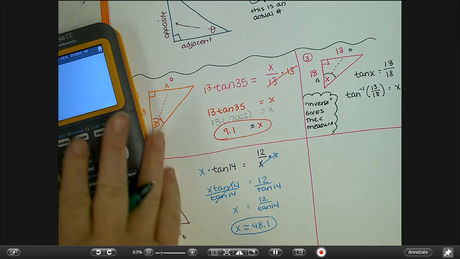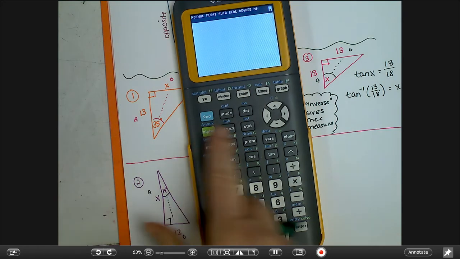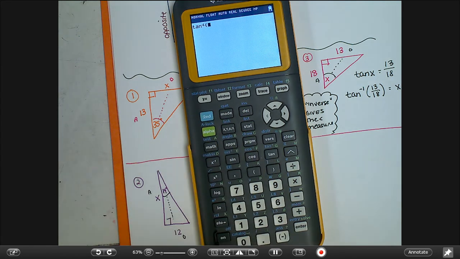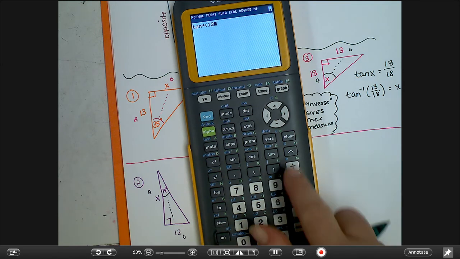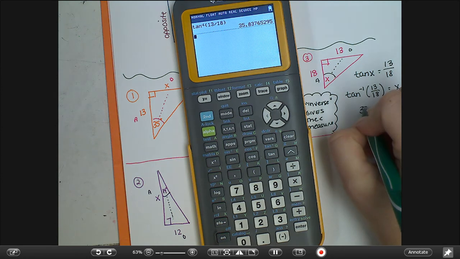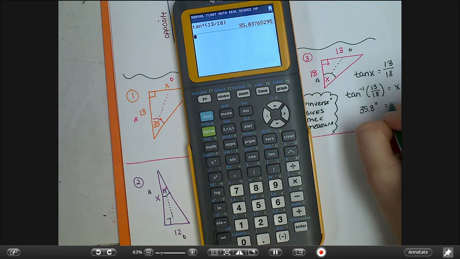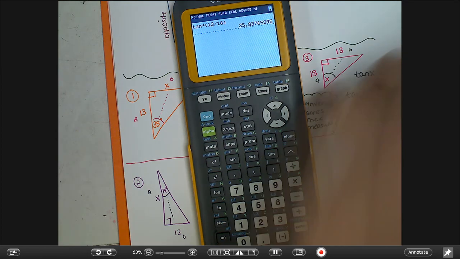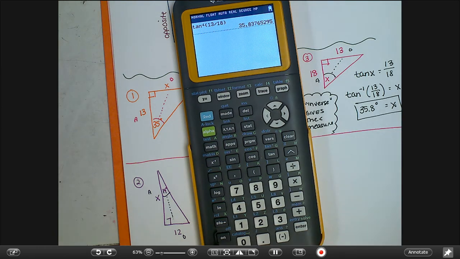Okay? And in order to actually get an answer for that, you press on this calculator second tan, or whatever you need to do to get the inverse tangent, and then 13 divided by 18. So 35.8 degrees is x. So this angle is 35.8 degrees. So you can see that using tangent or any other trig functions, as you'll learn, just ties together sides and angles of a right triangle.